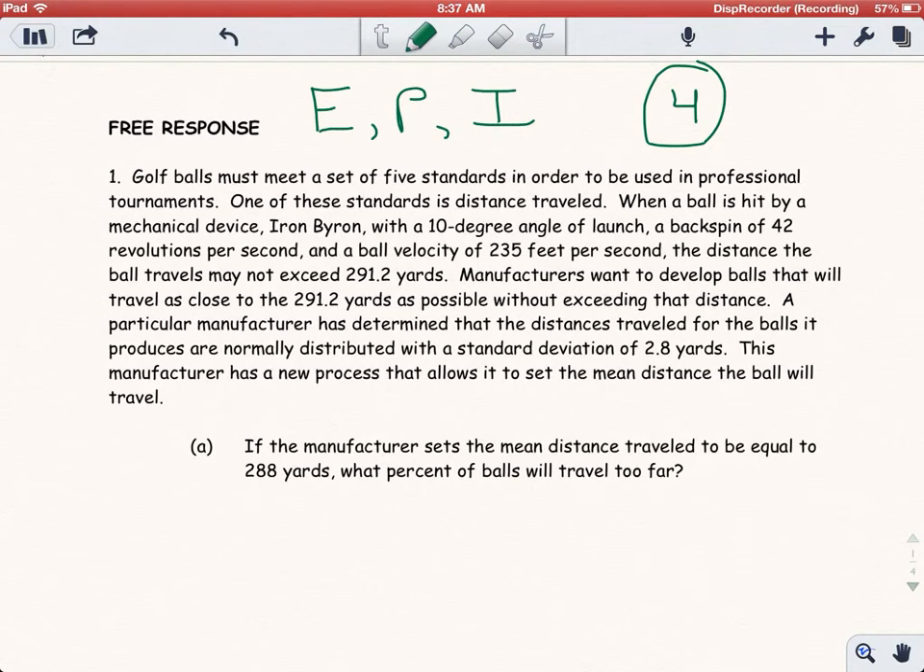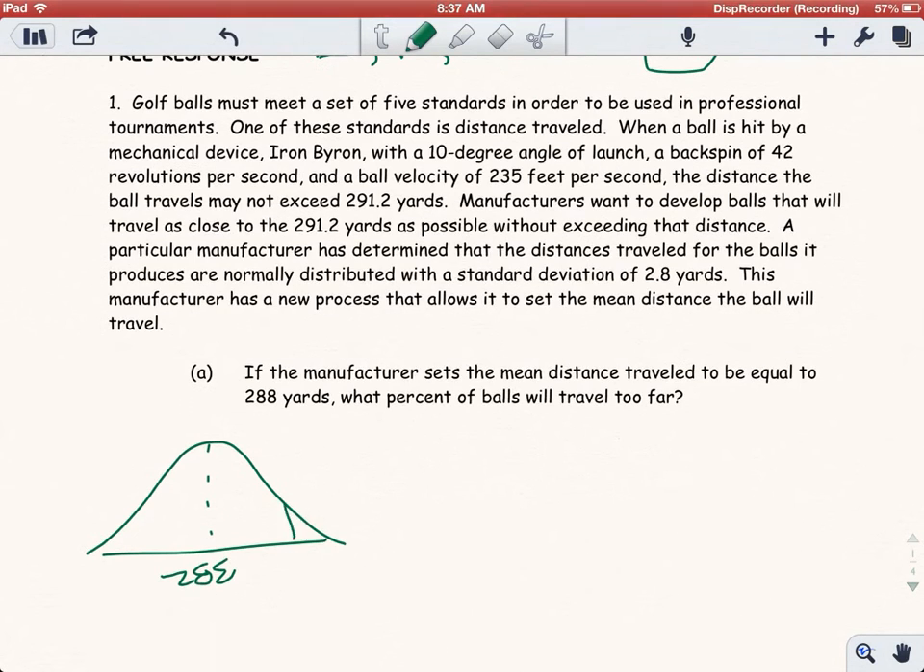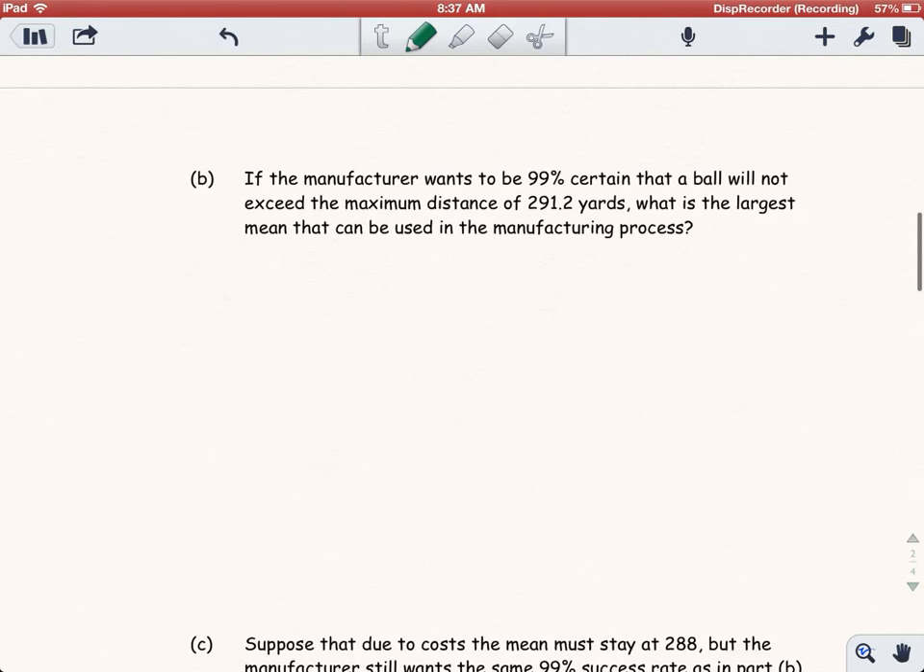So let's take a look at part A. We're going to set the mean to 288, and we want to figure out which balls travel too far. So we're figuring that out, finding a z-score. Z is 1.14, and therefore 12.65%. Part B.